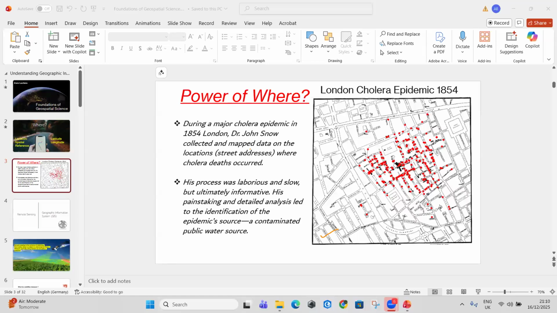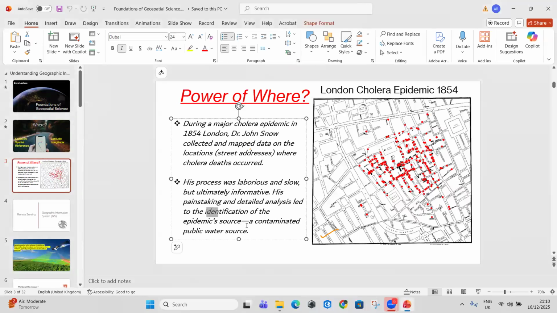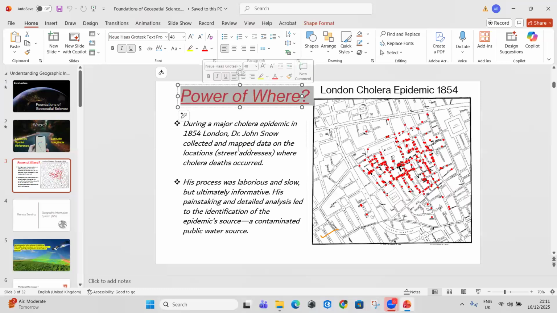Okay. Now using this map and this spatial reference, that is the mapped houses, they were able to identify the epidemic source, that was a contaminated public water source, like a hand pump. It was contaminated. From that, all the people were drinking water, and they got cholera. Then this pump was removed, and the cholera outbreak stopped. Just try to see, there was this problem, and the person resolved it using the power of where.